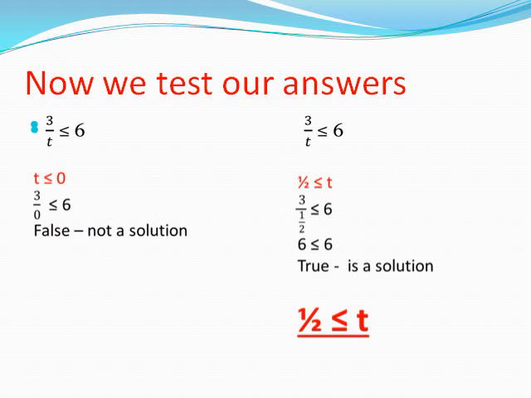What we now need to do is sub these answers back into our equation and see if they work. First of all, t being less than or equal to 0: if we put that back into the equation 3 over t is less than or equal to 6, we get 3 over 0 is less than or equal to 6, which is undefined. You can't have 3 over 0, so that's false, it's not a solution. If we put t equal to a half back into our equation, we get 3 over a half is less than or equal to 6. 3 over a half is 6, so that is less than or equal to 6. So that's true, t is greater than or equal to a half.